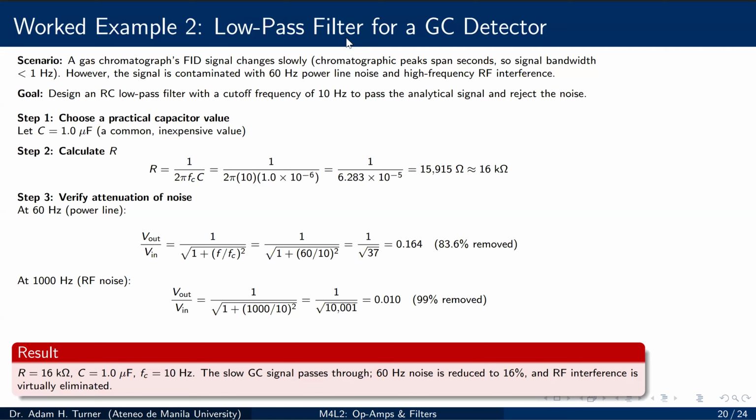At 1000 Hertz, we get 1 over root 10,001, which is 0.01. RF interference is reduced to 1%, which is effectively eliminated. Meanwhile, for our analytical signal at 1 Hertz, the transfer function gives 1 over root 1.01, which is 0.995. The signal passes through with less than 1% loss. The filter works precisely as intended.